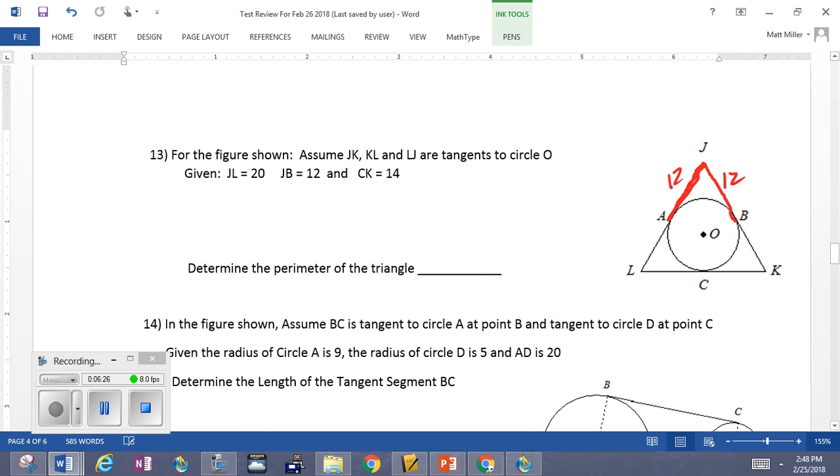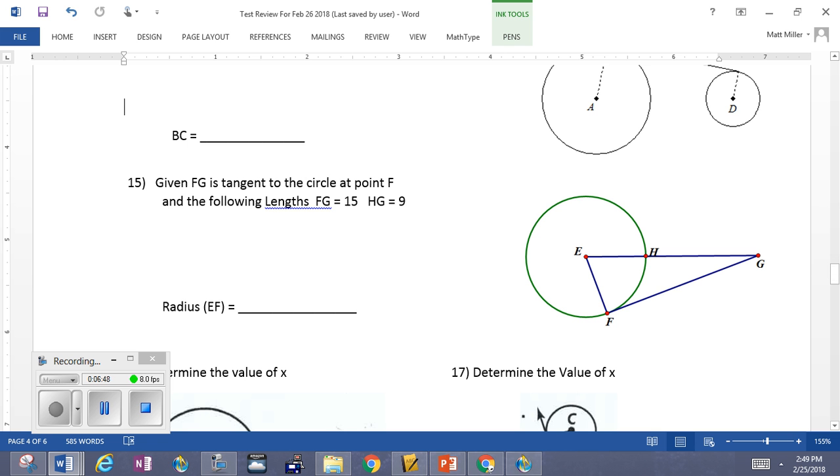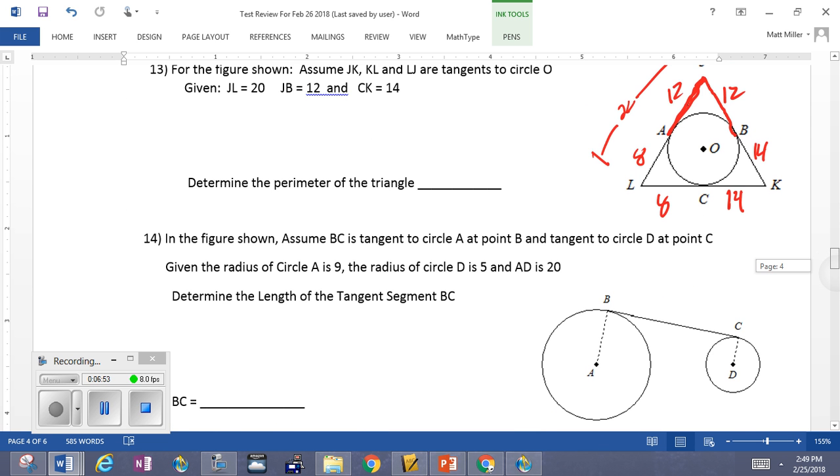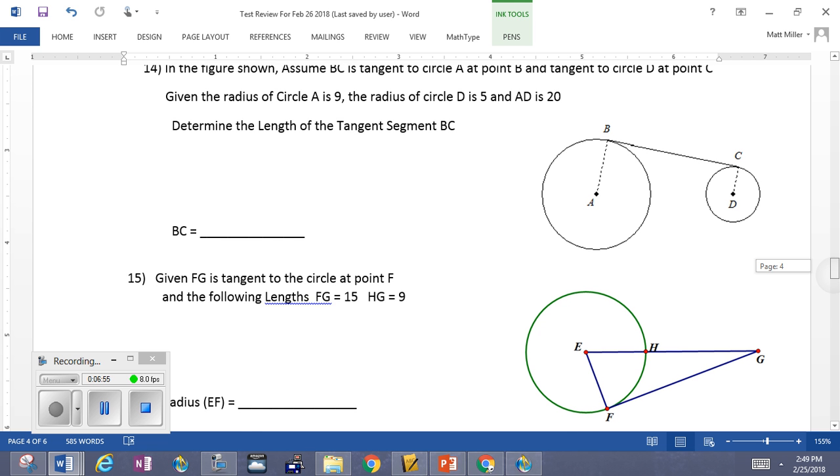Let's see, what else did they give us? They give us CK is 14, which by the same reasoning means BK is 14. And they give us JL is 20. This whole thing is 20. And we already spent 12 here, so that leaves 8 there and 8 there. So you can add them all up, and that gives you your perimeter, right? Okay, let's do one more, and then we'll do one last video.